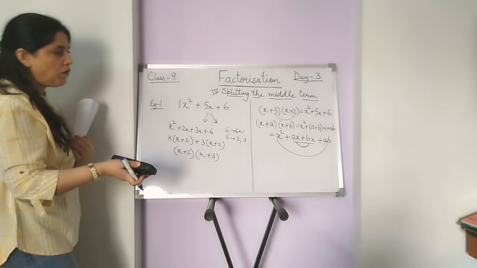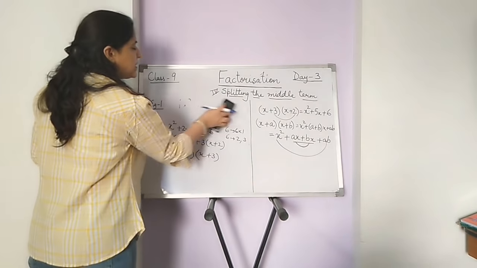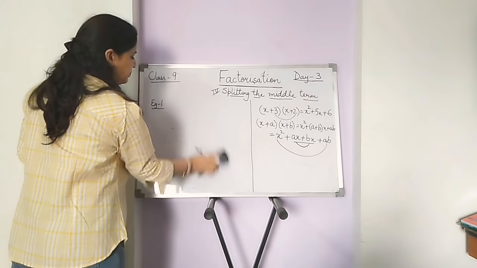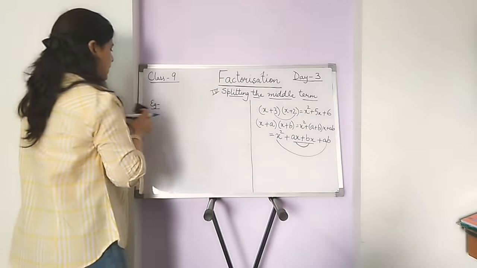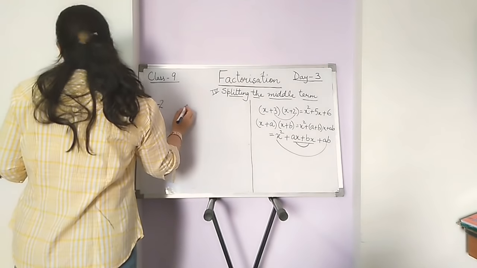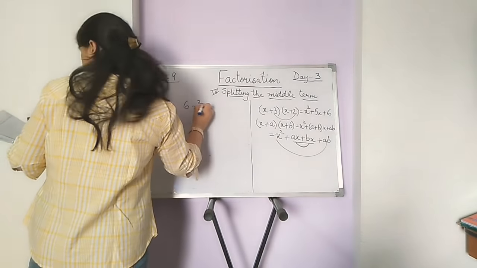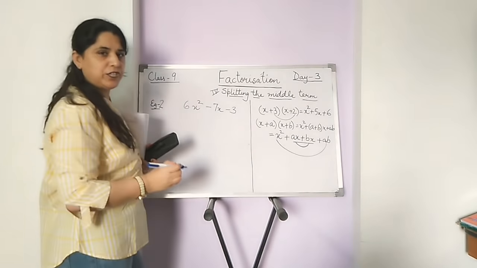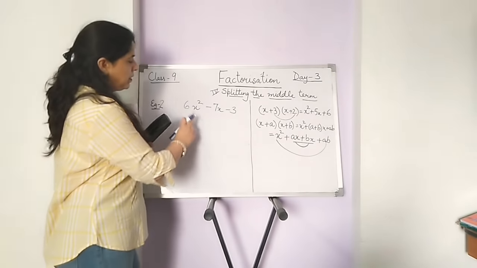Note it down in your fair notebooks. Yes. Now let us take another example. Example 2. Now suppose we have got 6x squared minus 7x minus 3. This algebraic expression has to be factorized.